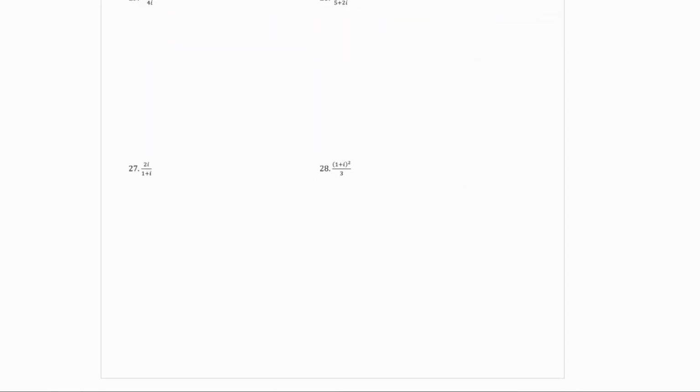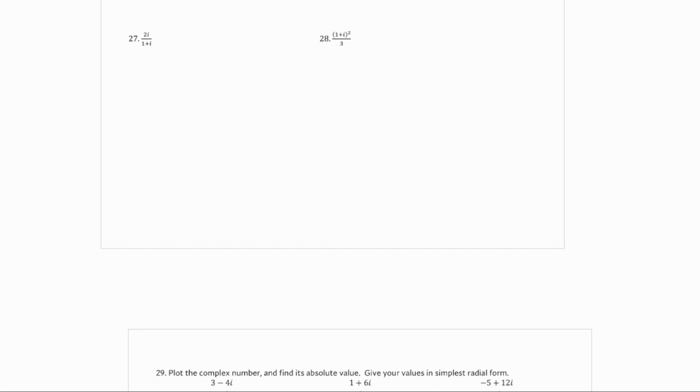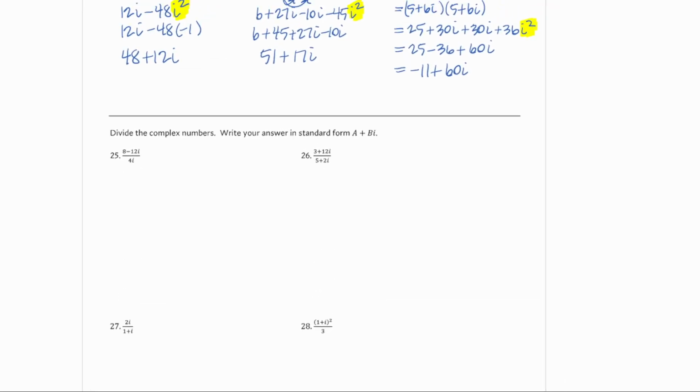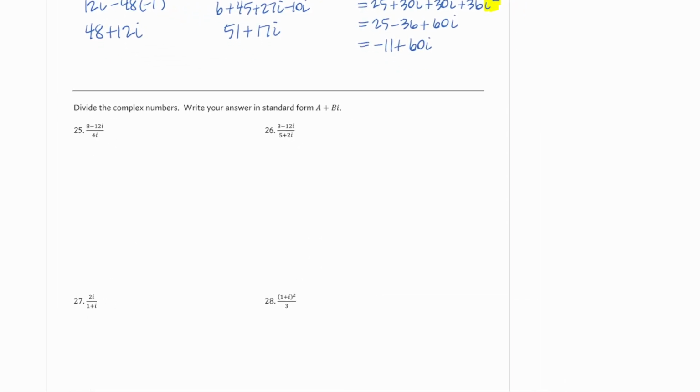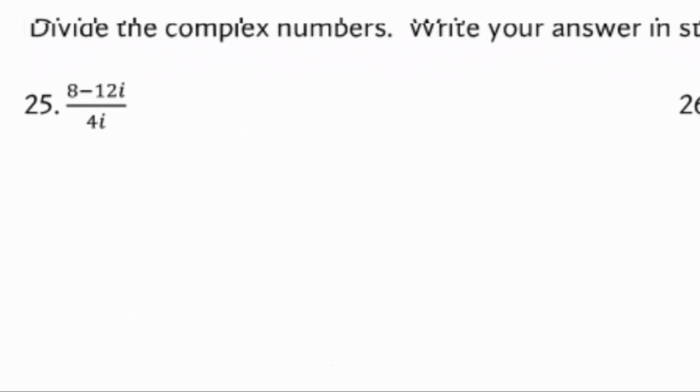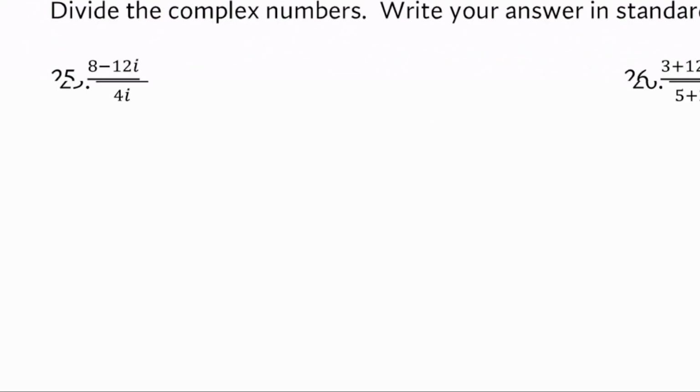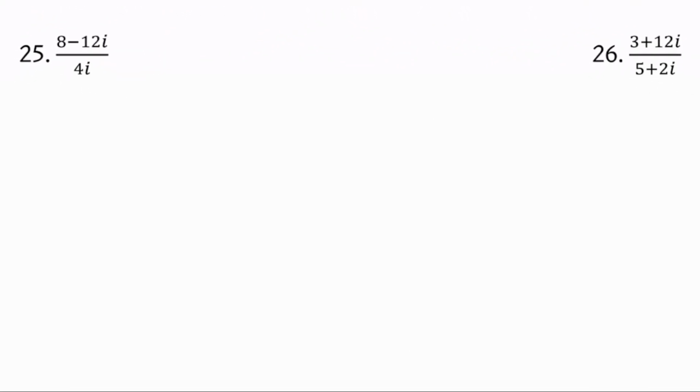Now we're going to do a little bit of division. Alright, this one's going a little faster than I expected. I thought this was going to take a really long time. I guess it's just arithmetic. So with division, what we do is we're always going to multiply on top and bottom by the conjugate of the denominator. Alright, so that's going to look like multiplying by negative 4i.